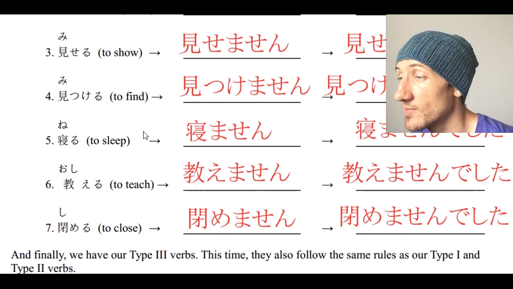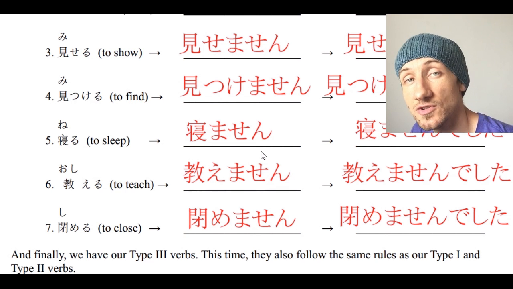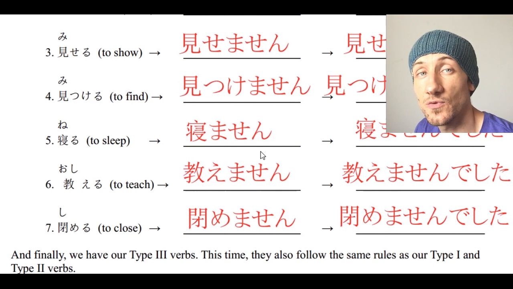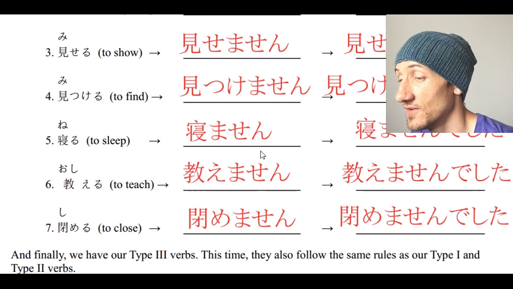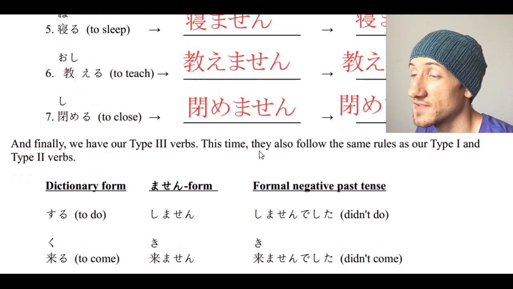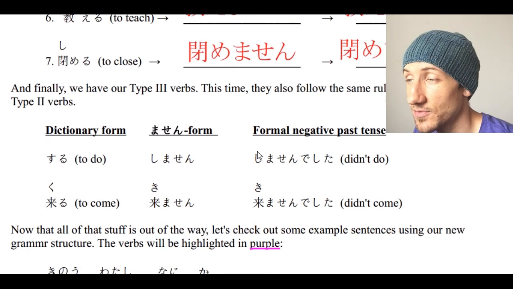And that's it. So if you are able to answer these, and the last ones, you can conjugate any type 1 or any type 2 form into the formal negative past tense. Very, very easy. And of course, our lesson wouldn't be complete without taking a look at the type 3 verbs.